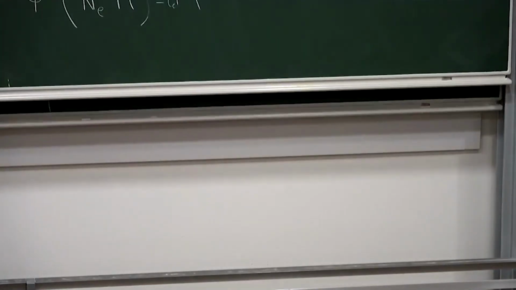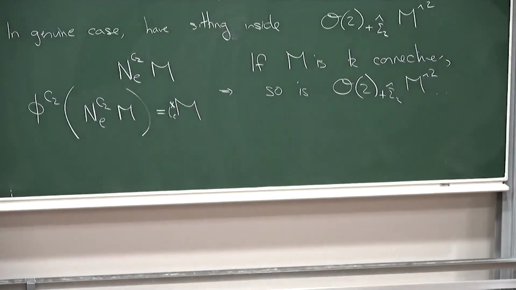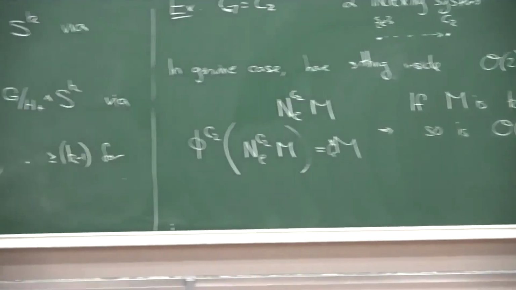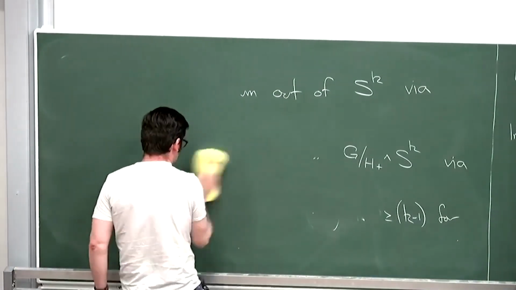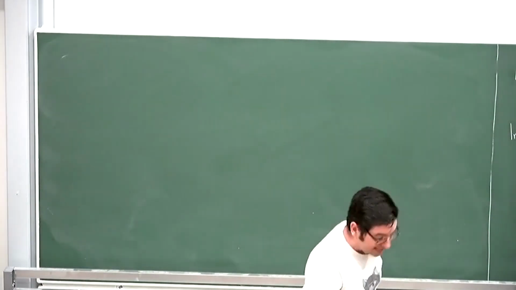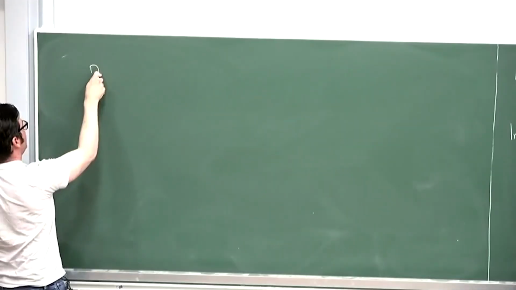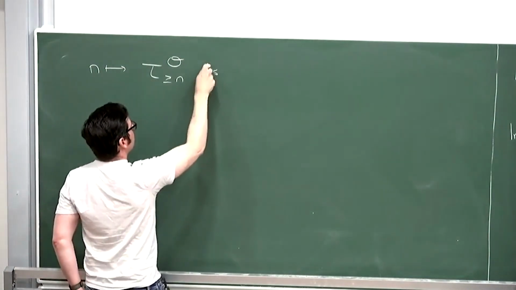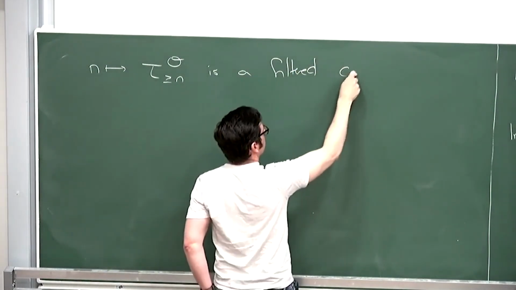And second, this collection, this is my version of the Postnikov tower, but I have one of these for any indexing system. And second, it's a filtered category. So this is the assignment, n goes to tau being equal to n. O is a filtered category.